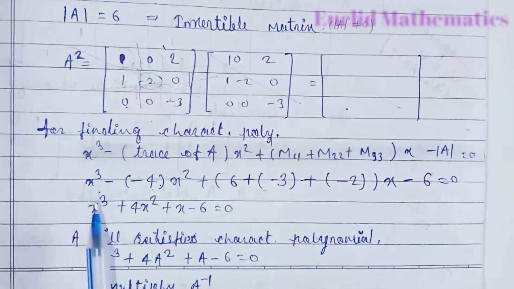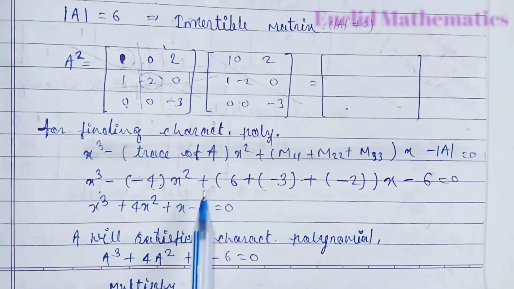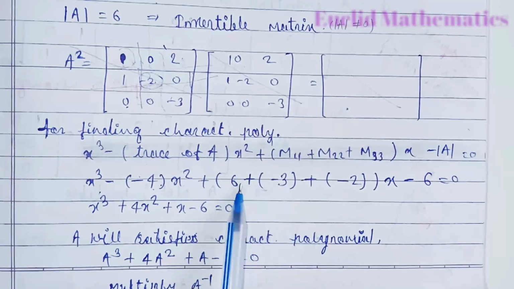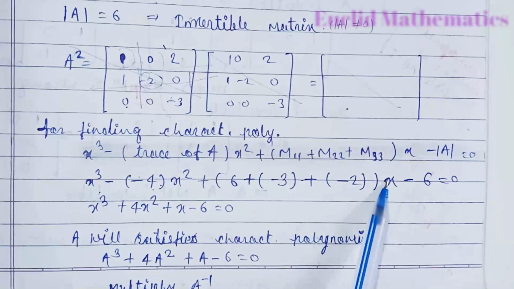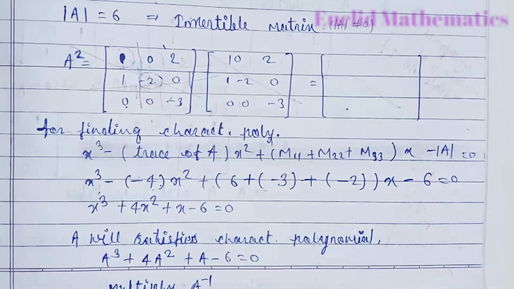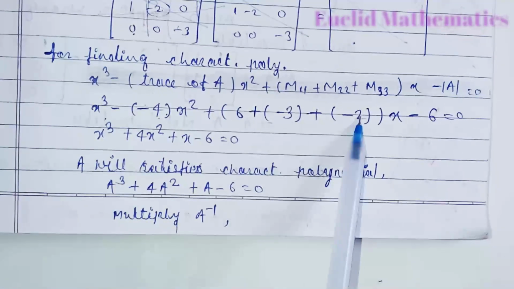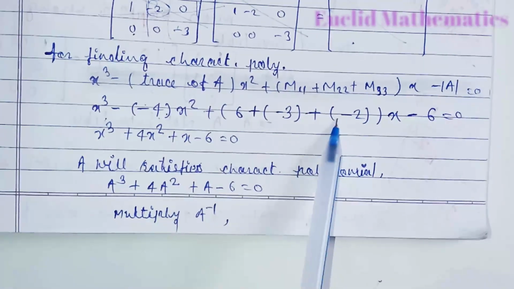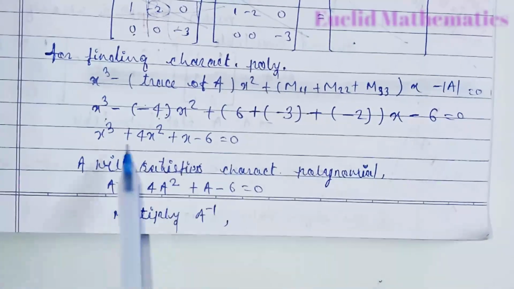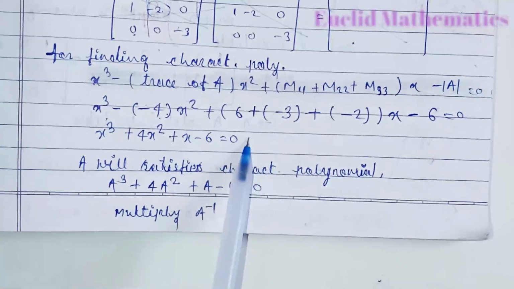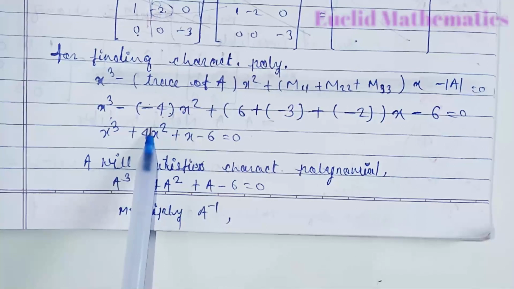Try to solve that polynomial further. So x cube, minus 4 plus 4 x square, plus 6 minus 3. 6 minus 3 remains 3, and go for minus 2x. So we have to add some of the terms here. Then 6 minus 3 minus 2 comes 1 only. Minus 3 minus 2 is minus 5, and 6 minus 5 is 1. And 1 multiplied by x remains x. So minus 6 is here, which is equal to 0. So x cube plus 4x square plus x minus 6 is 0. So it represents the characteristic polynomial of our 3 by 3 matrix.